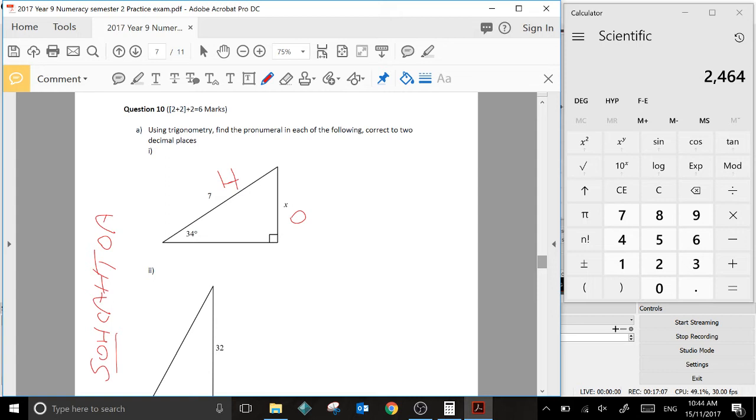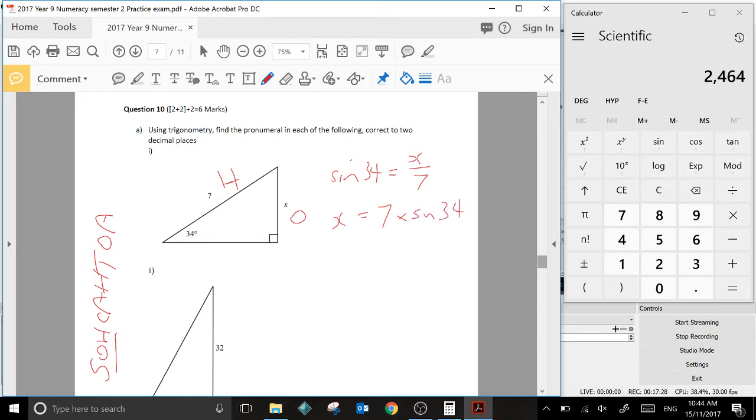So then we set up the equation. It will be sine of 34 is equal to x over 7. And now I've just got to work out what x is. Now, when the unknown is on the top of the fraction like that, all we need to do to work out the answer is multiply the bottom number, 7, by the sine number, sine of 34.